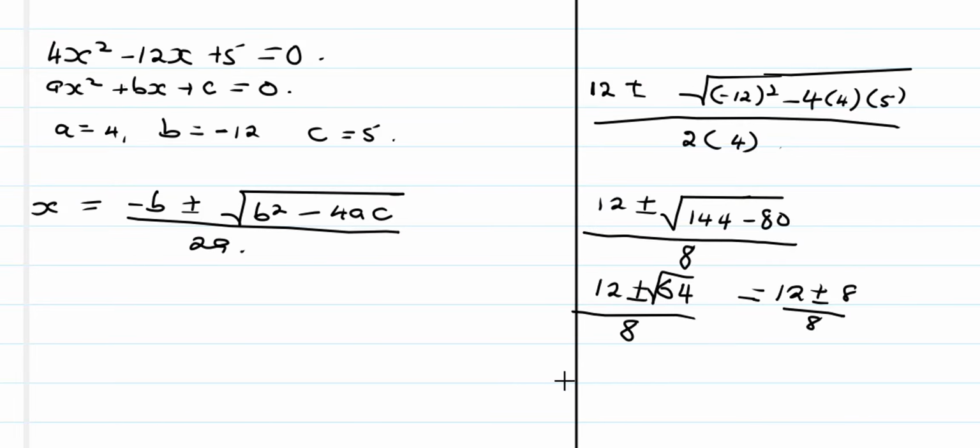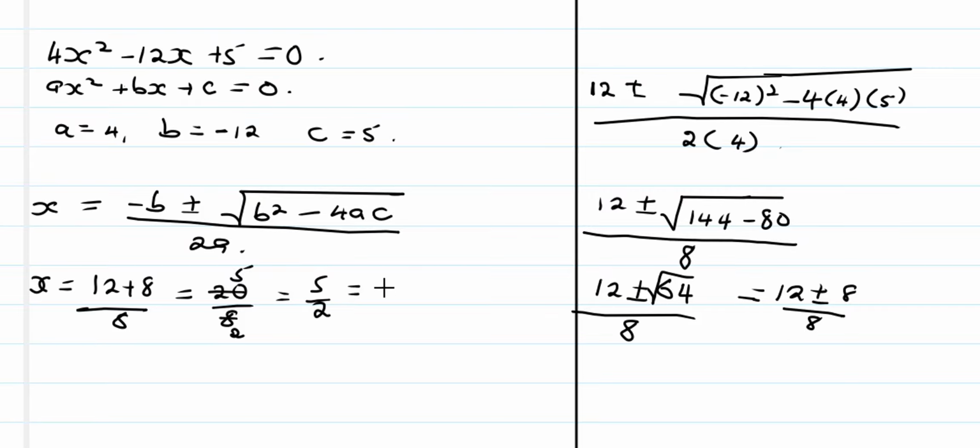So the first instance of x would be where 8 is positive. So it will be 12 plus 8, divided by 8. 12 plus 8 is 20, divided by 8. I can divide this one by 4, which gives 5, and I can divide this one by 4, which gives 2. So it becomes 5 over 2, which I can also write as 2.5, because 5 divided by 2 is 2.5.